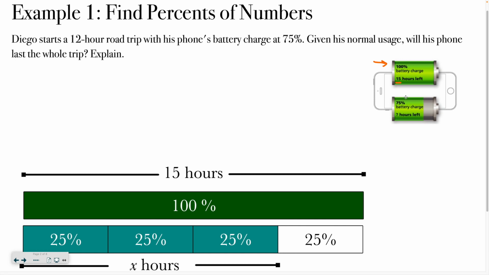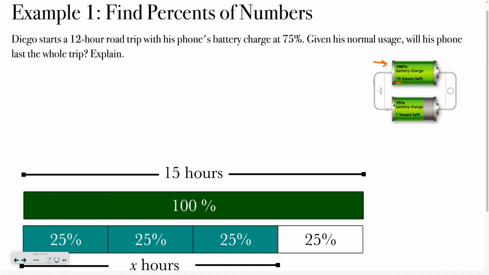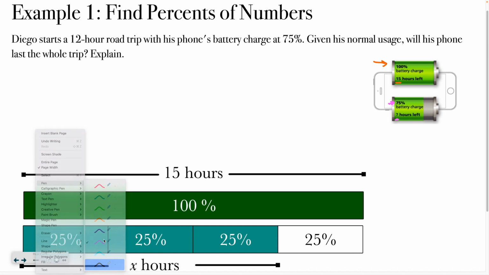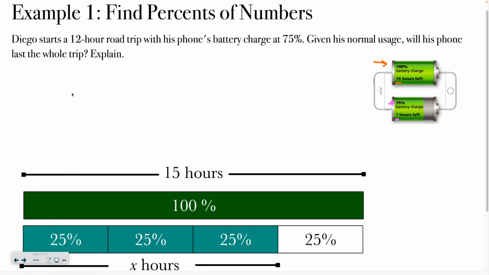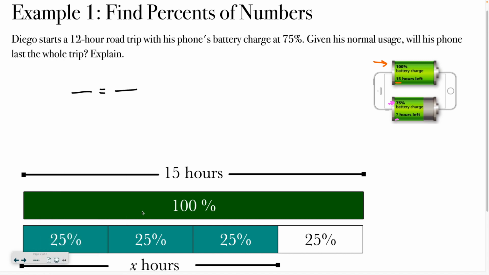Okay. Then we see that when it is 75%, we don't know how many hours are left. So what we're going to do is solve for that. And the way that we can do that is setting up a proportion. Okay, that's what our last chapter was about. Let's just continue working with proportions.